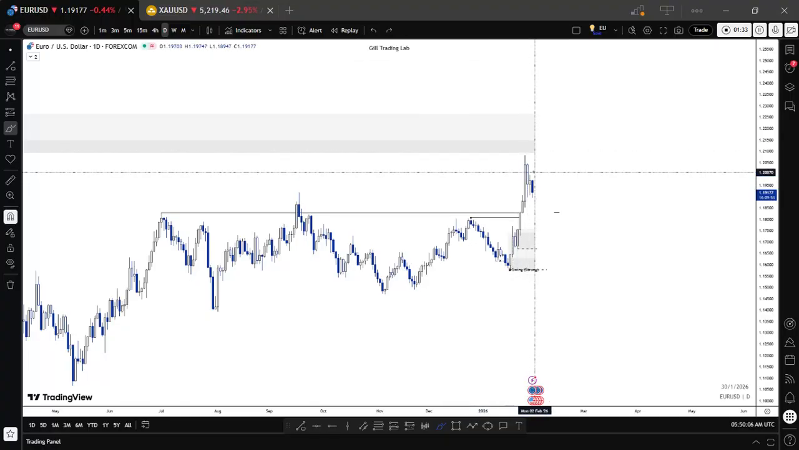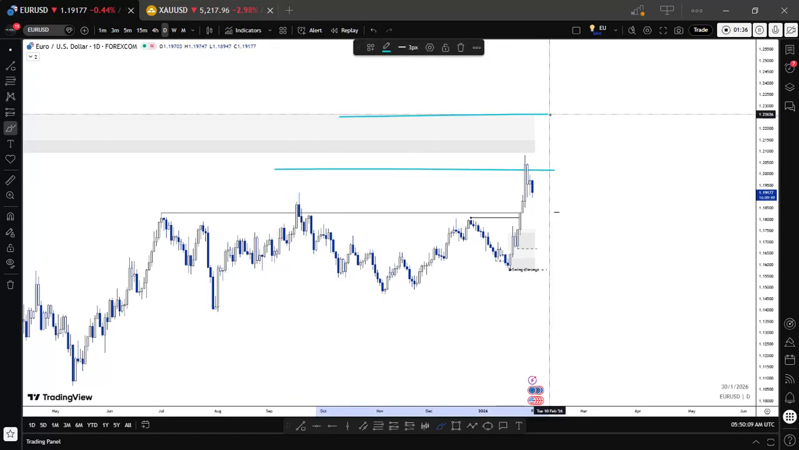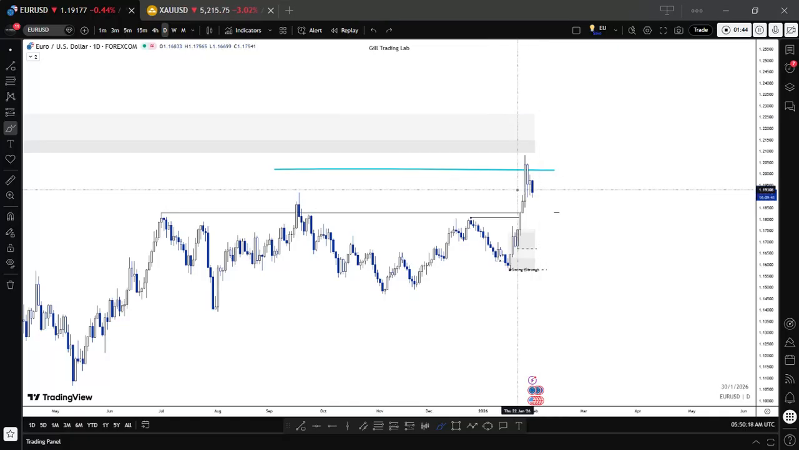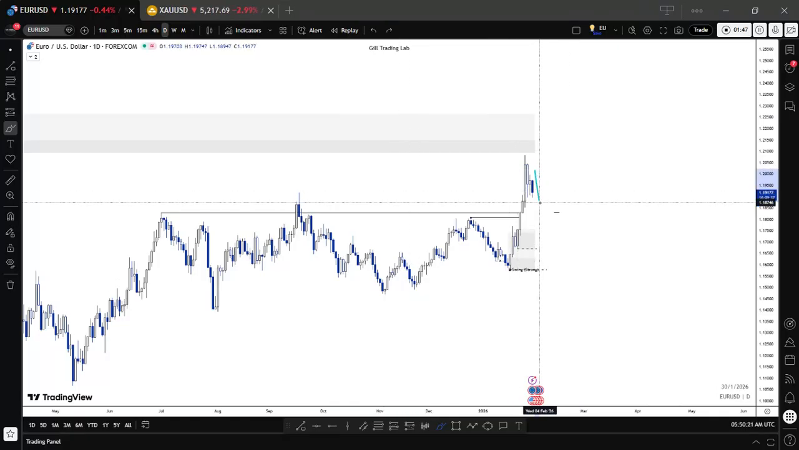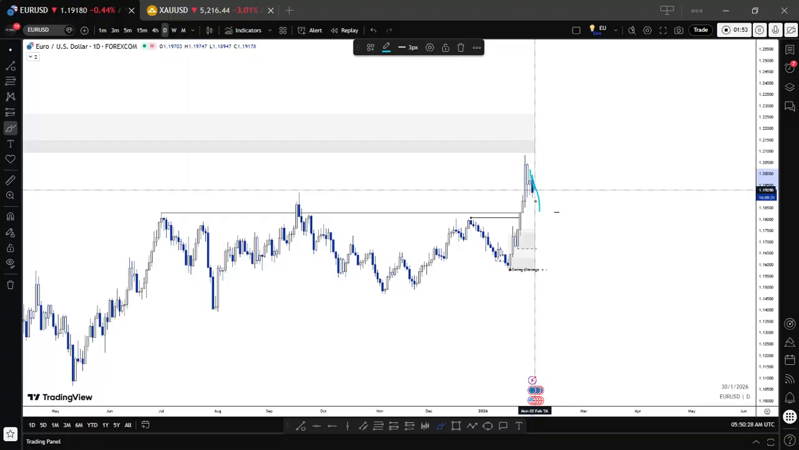But also another thing is price has mitigated monthly supply. That monthly supply can provide a reaction for us so that we can get a swing pullback. So currently I'm relying on that monthly supply to provide a reaction to give us the swing pullback. So for today's session, I'm willing to just keep looking for shorts to trade that reaction from monthly supply to play the swing pullback.